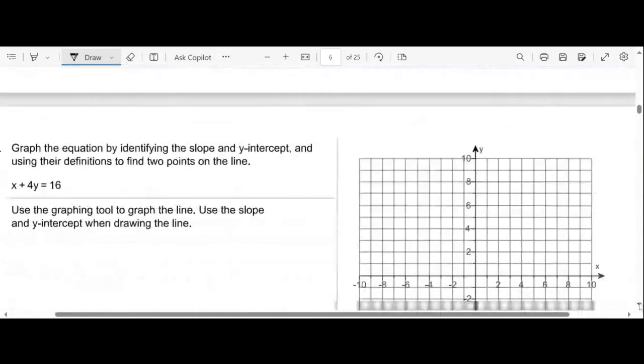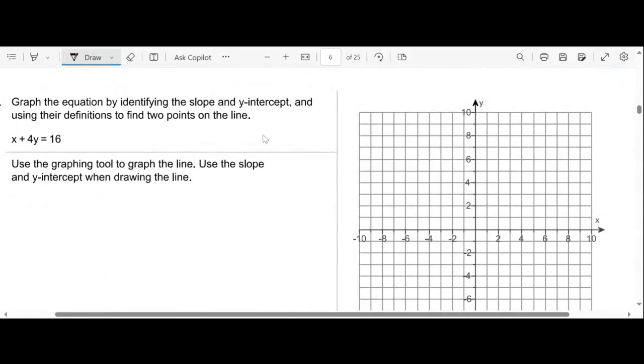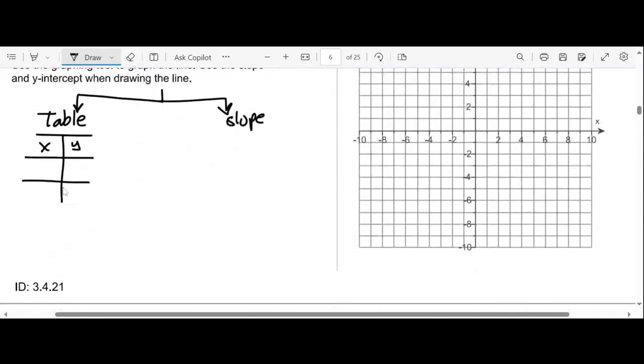Let's go to the next one. Read, Aziz. Graph the equation by identifying the slope and y-intercept and using clear definitions to find 2 points on the line. Okay, here is your equation. You have many methods to do it. We can use a table, or you can use a slope. So let's do the table. It's easy. All you have to do is x and y, and then you make at least 2 points.